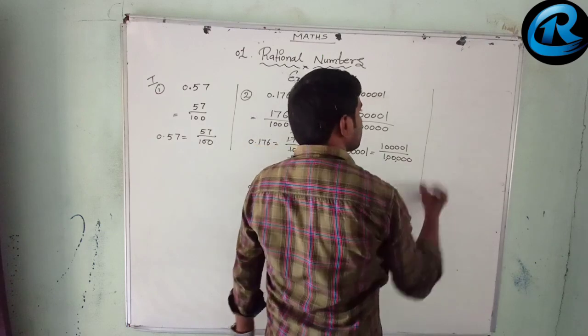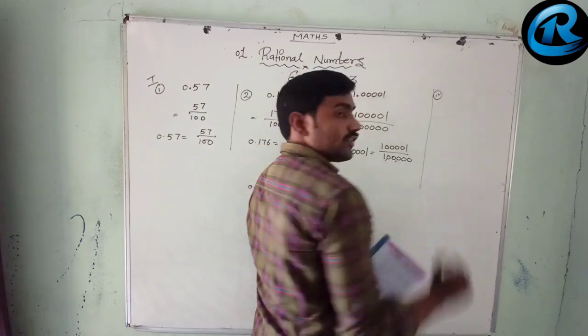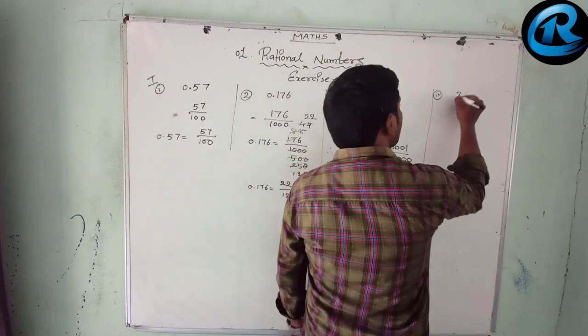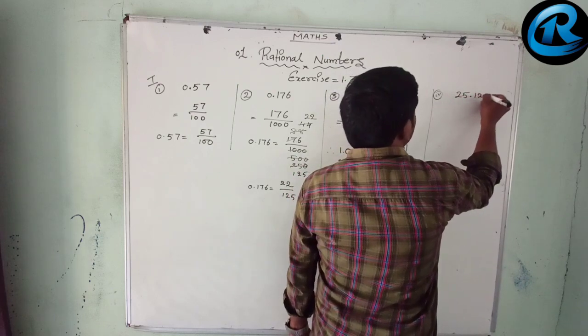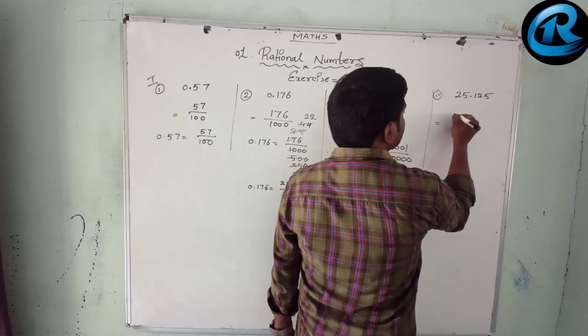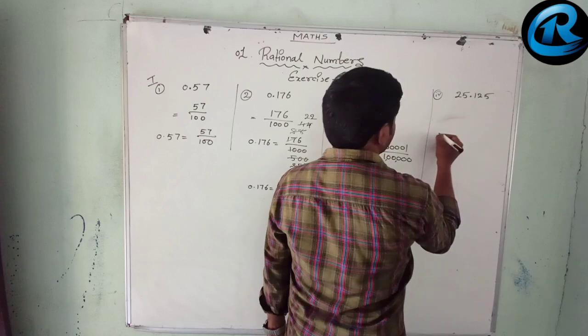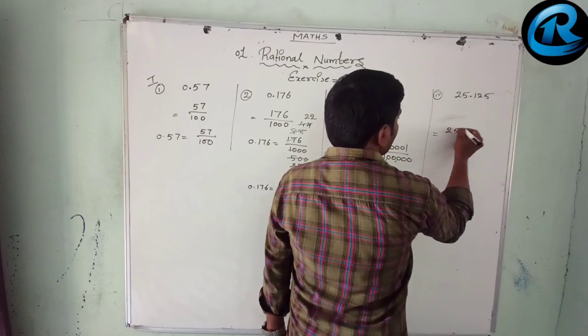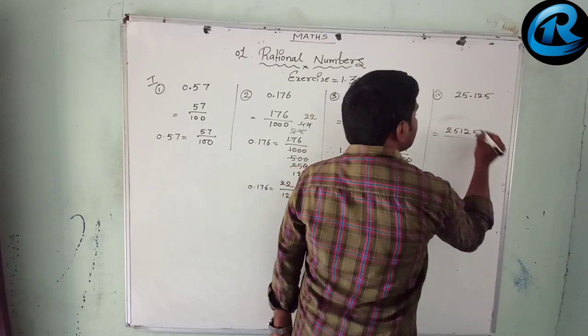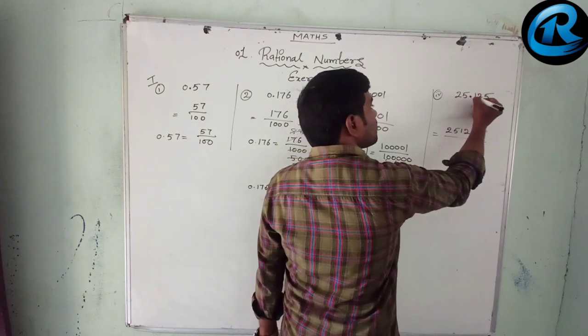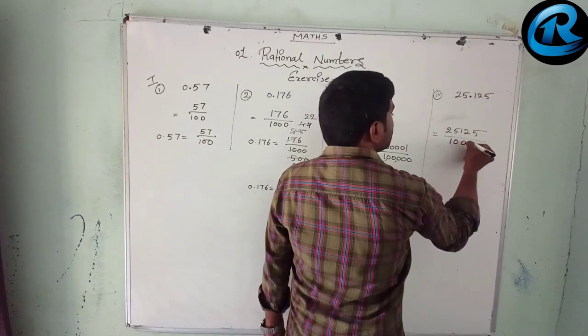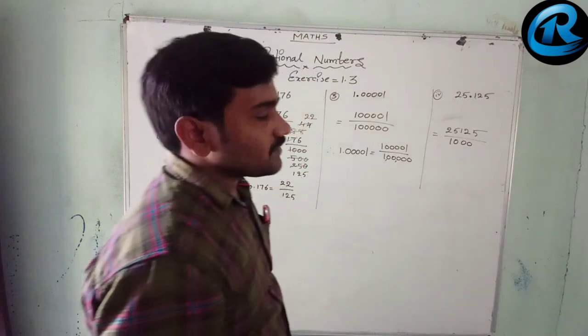Next, we go for the fourth one. The fourth one is 25.125. So you write here 25125, the complete number. After the decimal point, 3 digits. So with 3 zeros the smallest number is 1000.